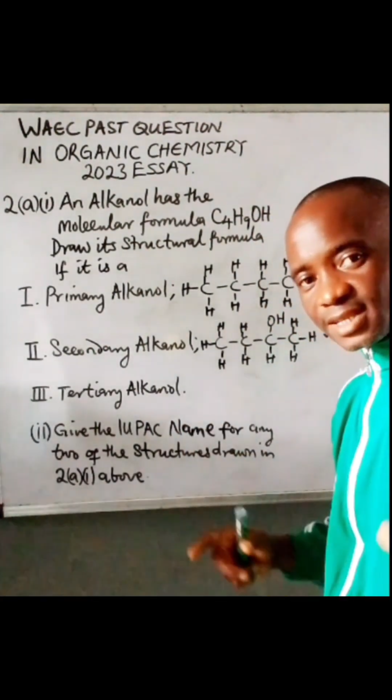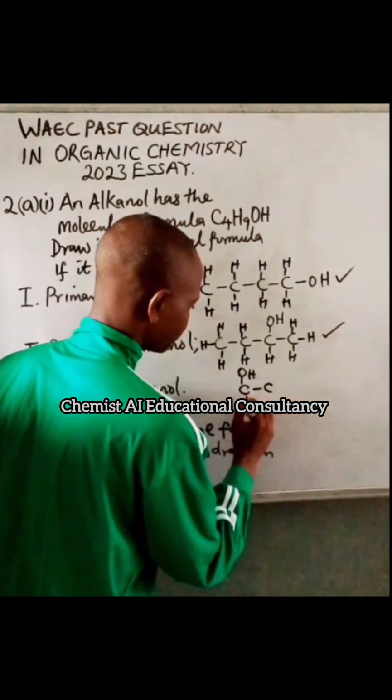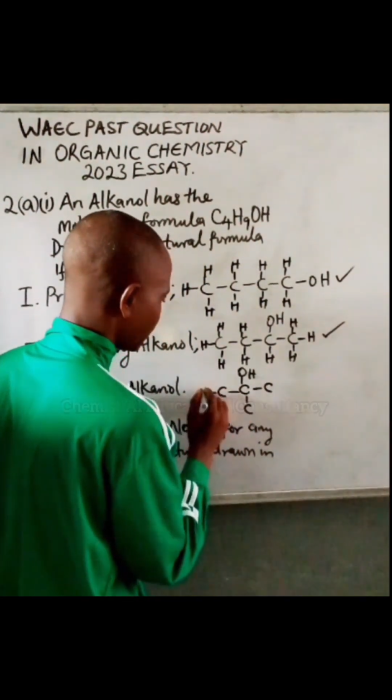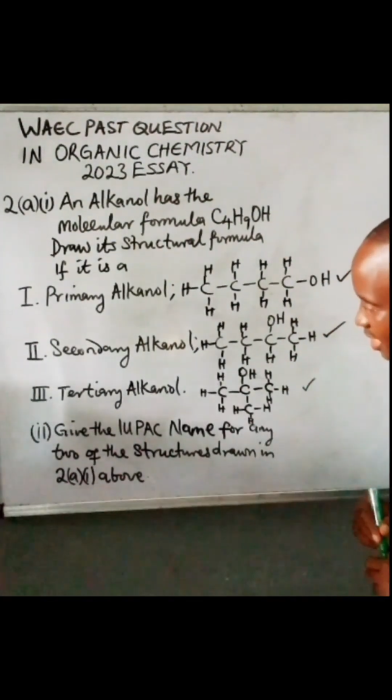Tertiary, you are going to create a carbonyl carbon that has 3 neighboring carbon atoms. First neighbor, second neighbor, third neighbor. You fill everything with hydrogen. And this is the tertiary alkanol.